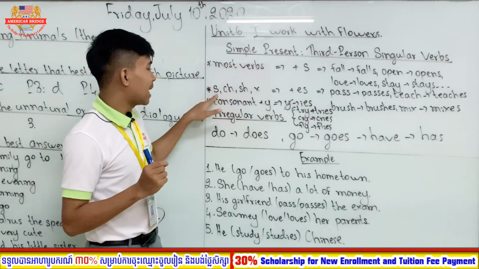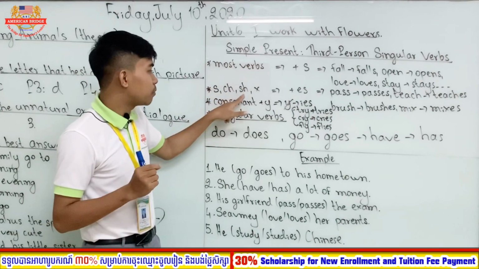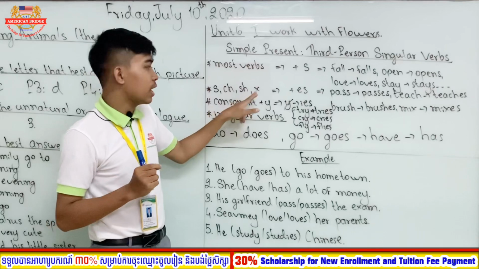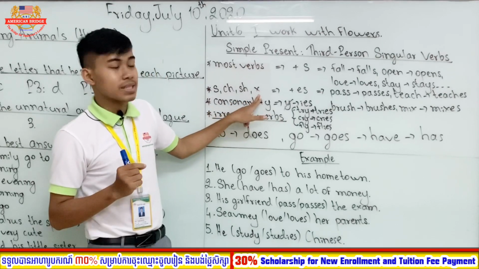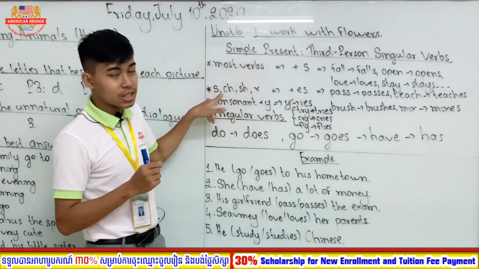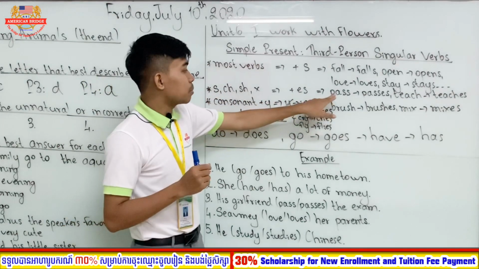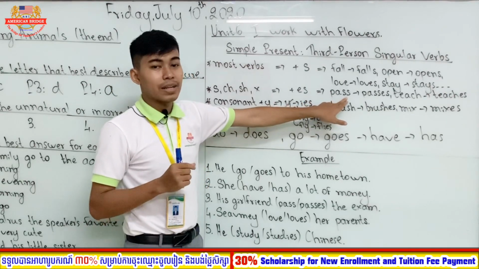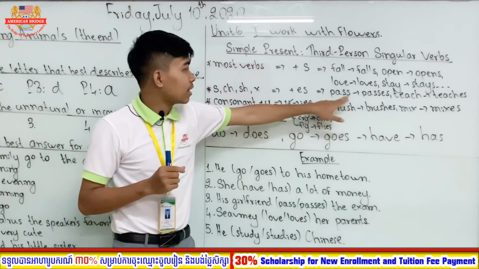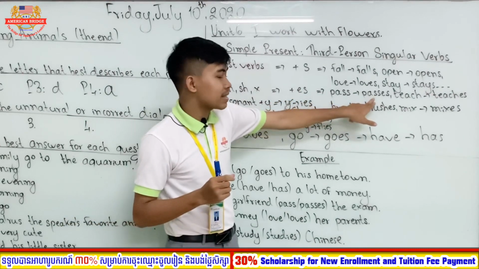Example, the verb that ends with letter s, the verb that ends with letters ch, the verb that ends with letters sh, and the verb that ends with letter x. So when the verb ends with s, ch, sh, or x, we have to add es. Example, the word pass. It ends with letter s, so we cannot add s, we have to add es. Example, pass, passes.